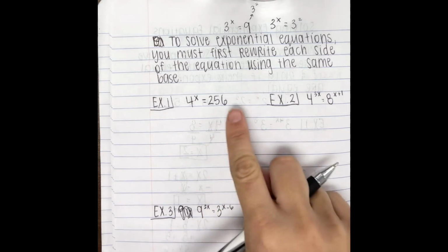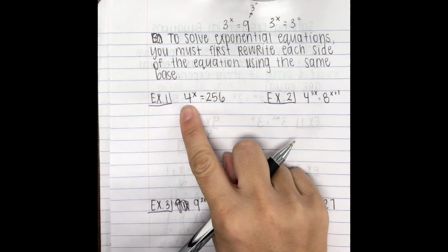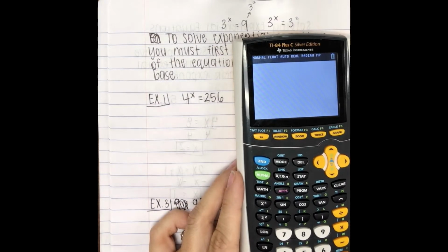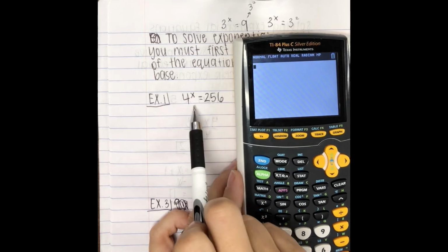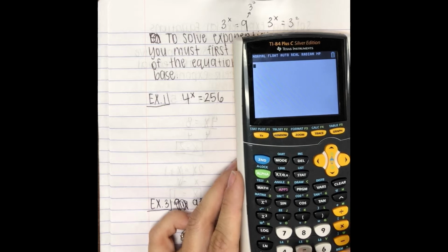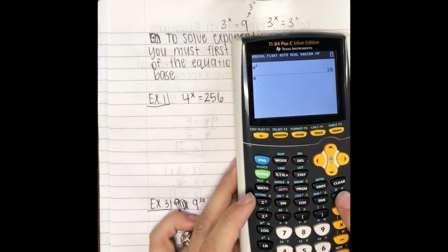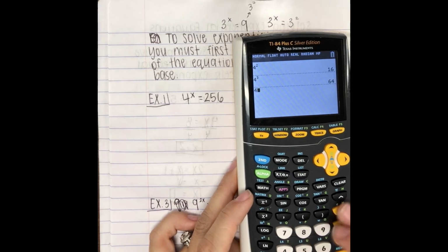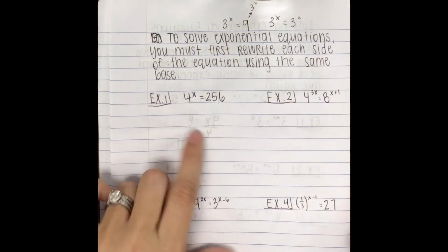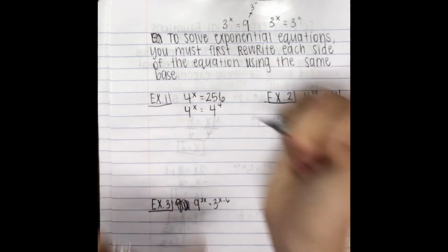So down here, we're going to see what we could rewrite 256 as to have the same base as 4, okay? All right, so what I'm going to want to do is see what 4 would need to be raised to be 256. So we know it's not 4 squared, that's going to be 16. 4 to the third power is 64. 4 to the fourth power is 256, okay? So I'm going to say 4 to the power x equals 4 to the power of 4.